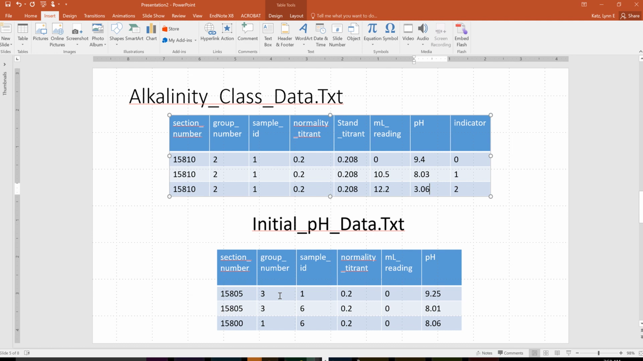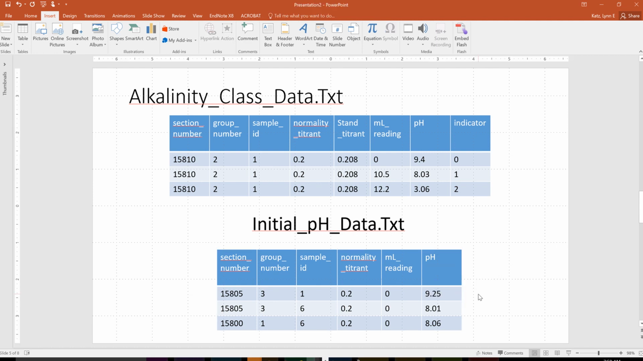The initial pH data.txt file contains, again, the section and group numbers and sample IDs. Again, this is the normality of the titrant that we were aiming for. This will have milliliters of 0 because we haven't added anything yet. And you'll notice that for sample ID number 1, the borax, the pH comes out to be about 9.25, which is very close to the pKa for the boric acid system. And as I indicated, by adding borax, we're adding equal amounts of the acid and the base.